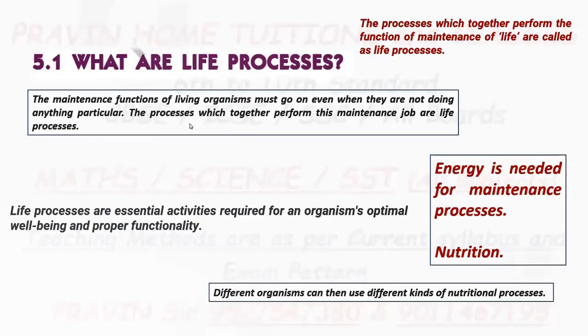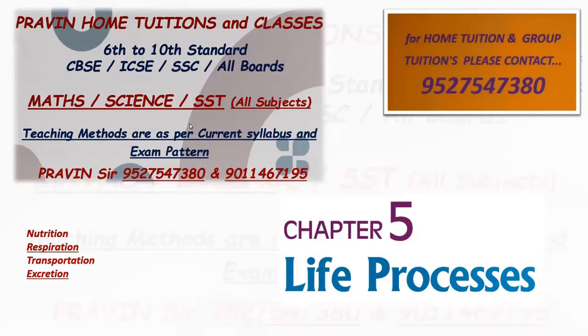So whenever living things are not doing anything, the processes which must still run for the maintenance of living things are called life processes. There are 4 different life processes: nutrition, respiration, transportation, excretion.